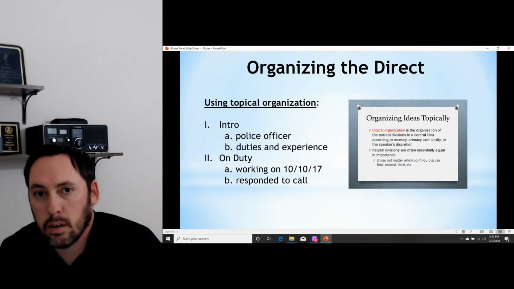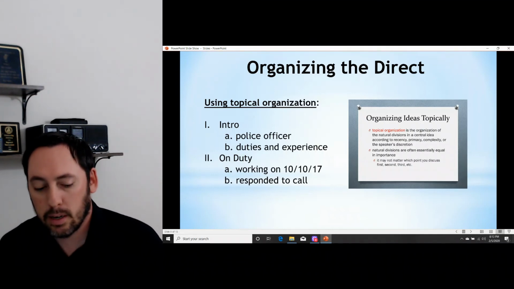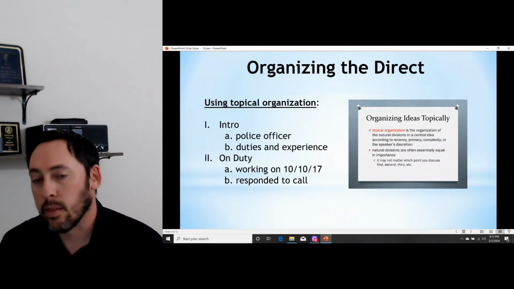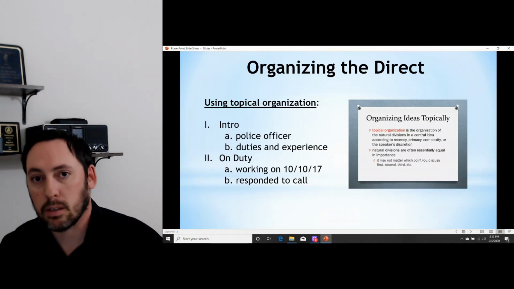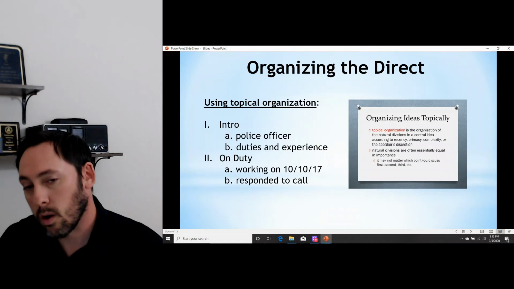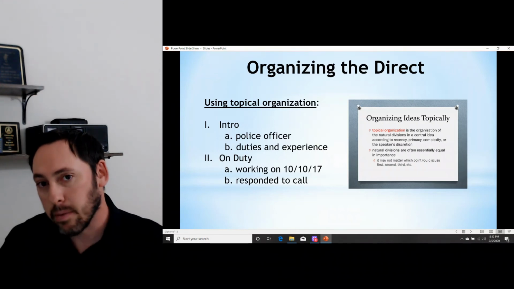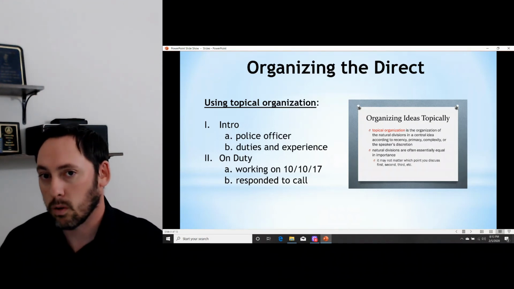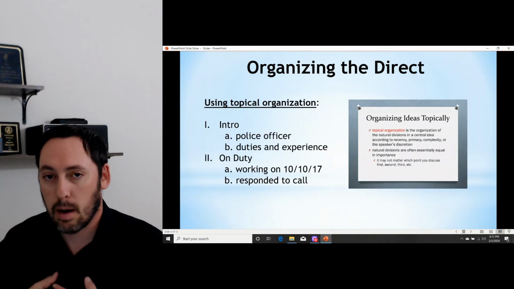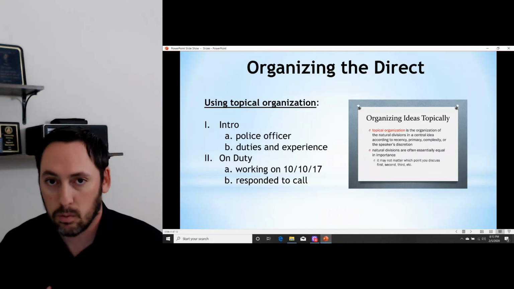Before you get started on writing out your questions in your direct, you have to organize it. There's many different ways of organizing a direct examination. The 2 big ones are topical organization or chronological organization. I'm not a fan of chronological organization. I like using topical organization. I use it in almost every one of my cases.